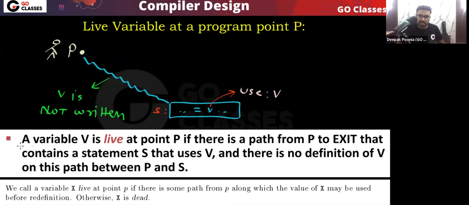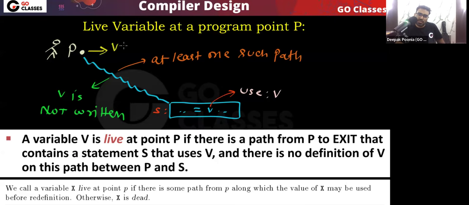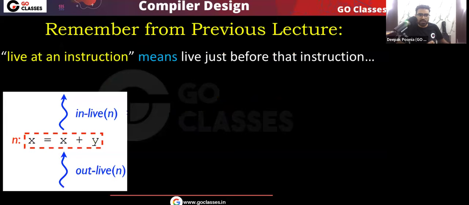You can see the same thing is written here. A variable v is live at point P if there is a path from P to exit that contains a statement S that uses v, and there is no definition of v on this path between P and S. There should be at least one such path. In this situation, we will say that at this point, v is live. Very simple. So this is the definition you need to apply.